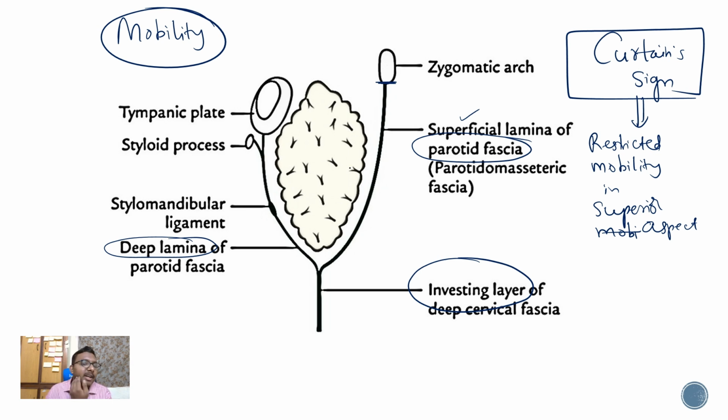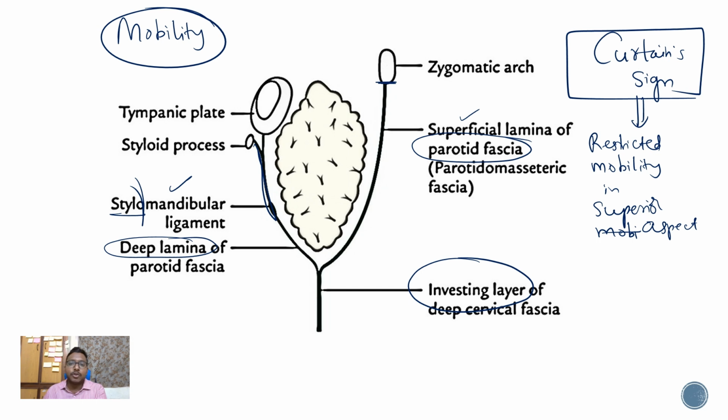The superficial layer will cover the superficial aspect of the parotid gland and it will attach to the inferior border of the zygomatic arch. Whereas the deep lamina will go in the medial direction and it is attached to the styloid process and here to the mandible. That's where you have one important ligament which is called the stylomandibular ligament. So just break down the words: styloid process, mandible, stylomandibular ligament, and it is also attached to the tympanic plate. Okay. So this is the anatomical configuration of the investing layer of deep cervical fascia, and the rest of the part will continue on to the anterior aspect of the neck.